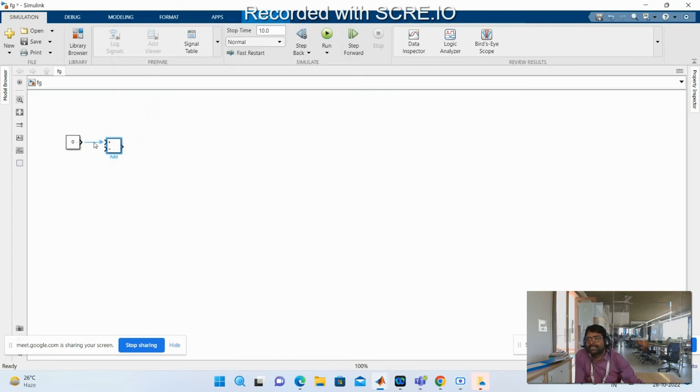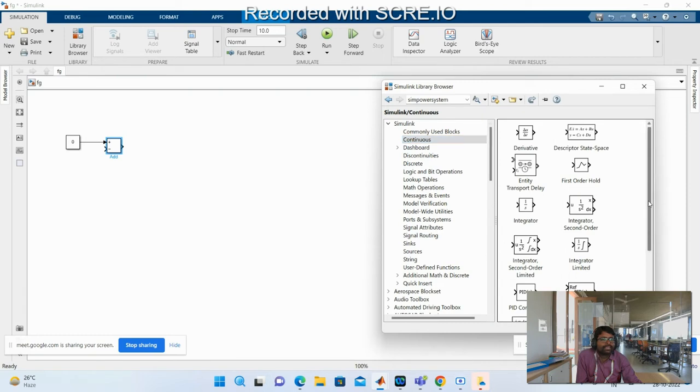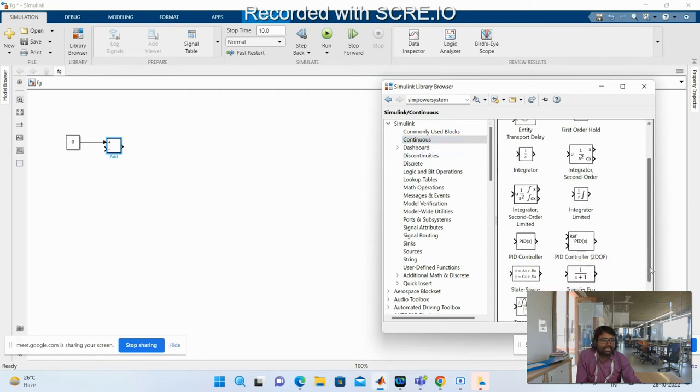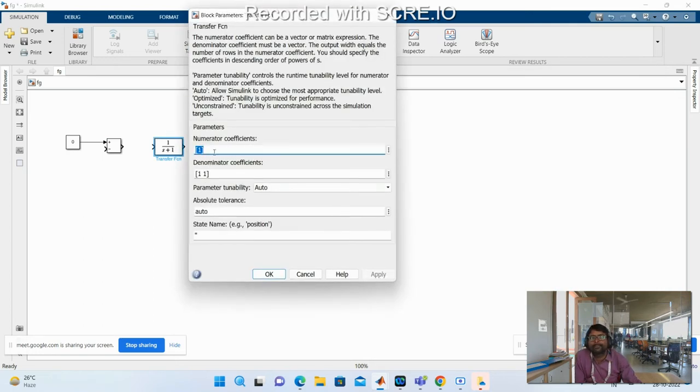Now this delta PC is connected to the plus, right? What next? Transfer function. So go to the continuous section and you can see the transfer function. Now tell me what I have to do in the numerator. 1. So no need to change 1. What about the denominator? 0.2 I think so. 0.2 or 0.02.